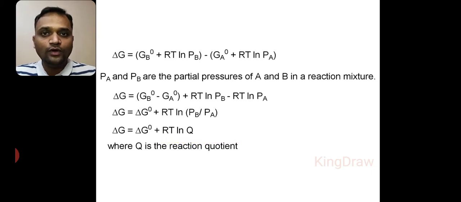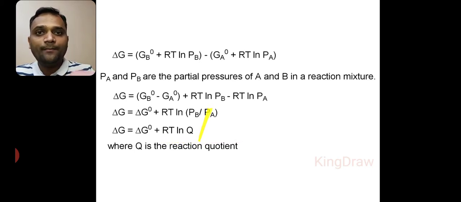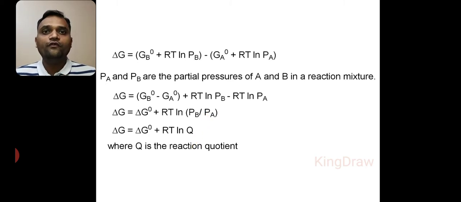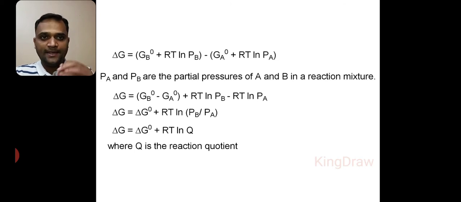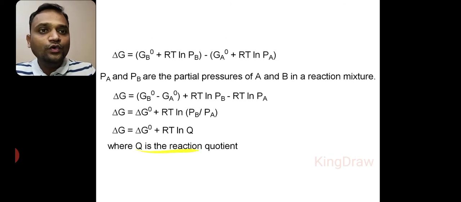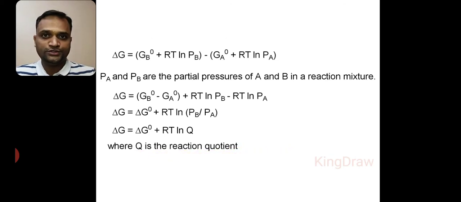So what is Q now? Q is equal to Pb upon Pa. We have just put Q, capital Q, for Pb upon Pa. Now Q is called the reaction quotient. So what is the reaction quotient? Q is equal to Pb upon Pa.